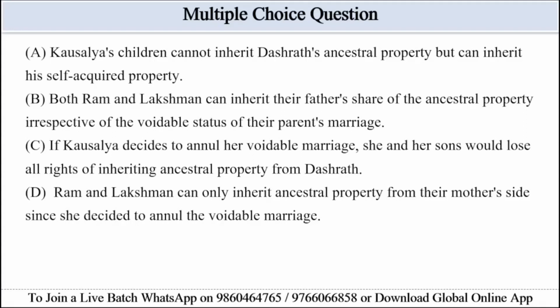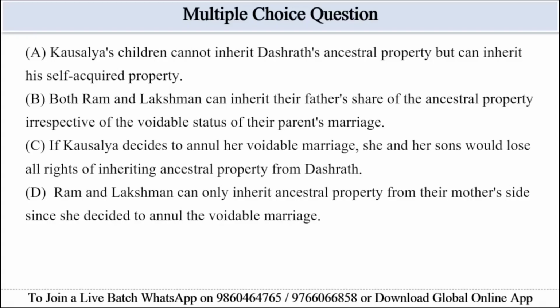Hence, in case of option A, Kausalya's children cannot inherit Dashrath's ancestral property but can inherit his self-acquired property. So this one is incorrect. Children are legitimate heirs for both property types. In case of option B, both Ram and Lakshman can inherit their father's share of the ancestral property irrespective of the voidable status of their parents' marriage. So this one is correct.